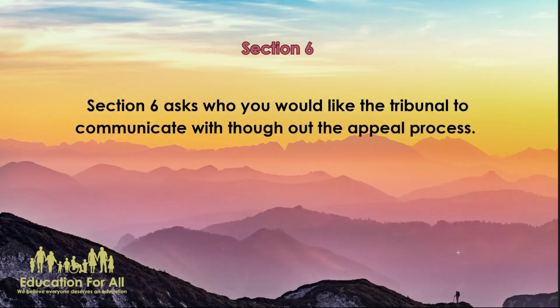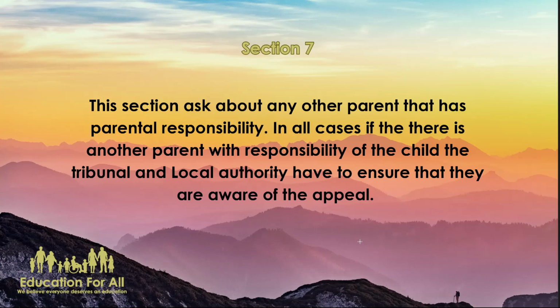Section 6 asks who you would let the tribunal communicate with throughout the appeal process. If you have a representative, automatically it would be the representative that gets all communication throughout the process, and it would be down to them to share it with you. If you've got an advocate, or there's you and your partner, or there's another person that's supporting you, you can ask that the tribunal communicates with that person instead of you, or you can put yourself down. It's whatever you choose.